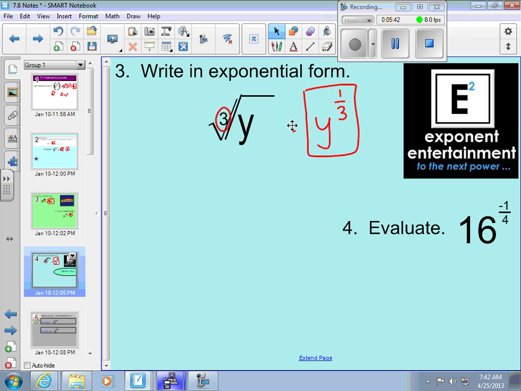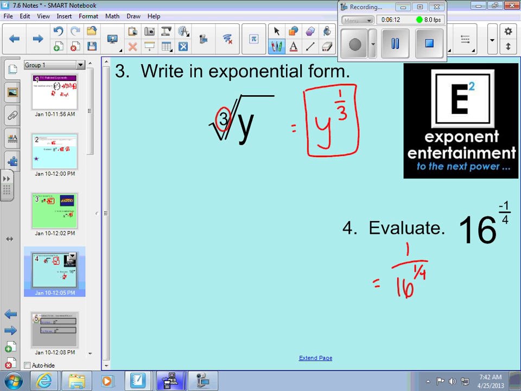All right, let's see how you did. This one is a little tricky because you can see that it's a negative 1/4. Remember though, we talked about anytime you have negative exponents, we can always move that from numerator to denominator, denominator to numerator. So let's move this one down to the denominator. That makes it 16 to the positive 1/4 power.